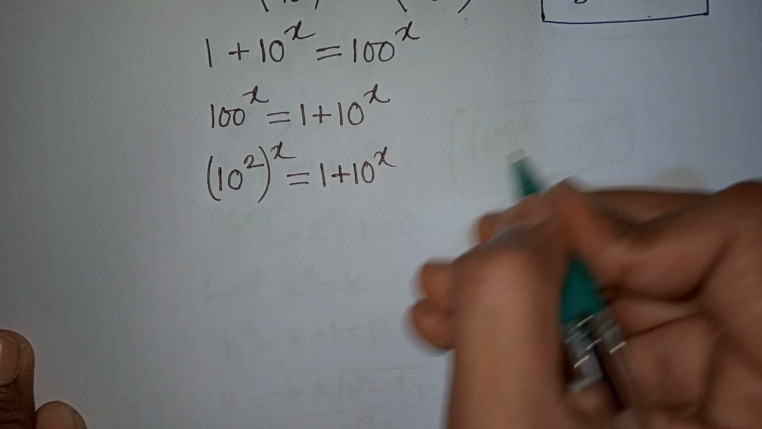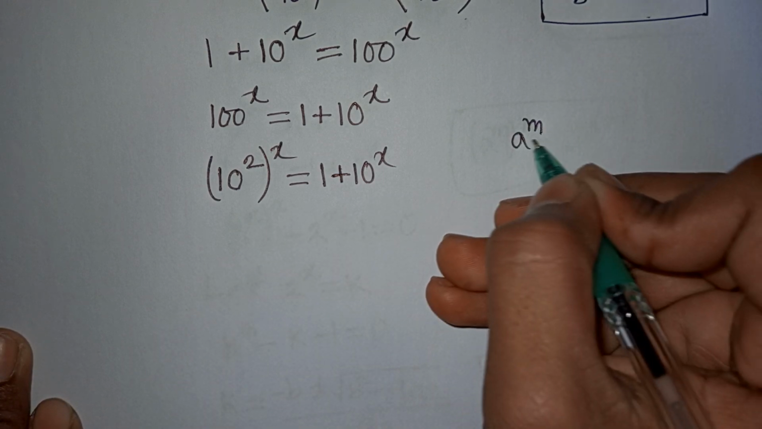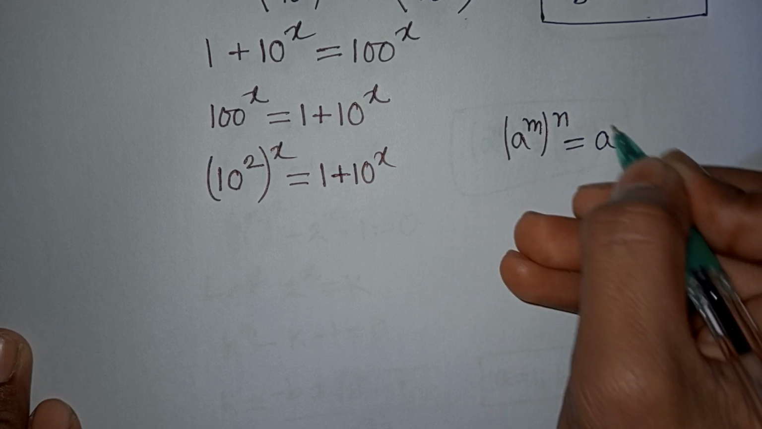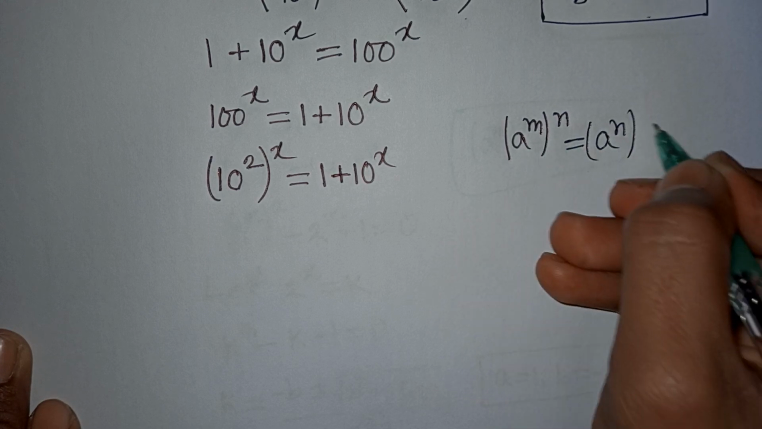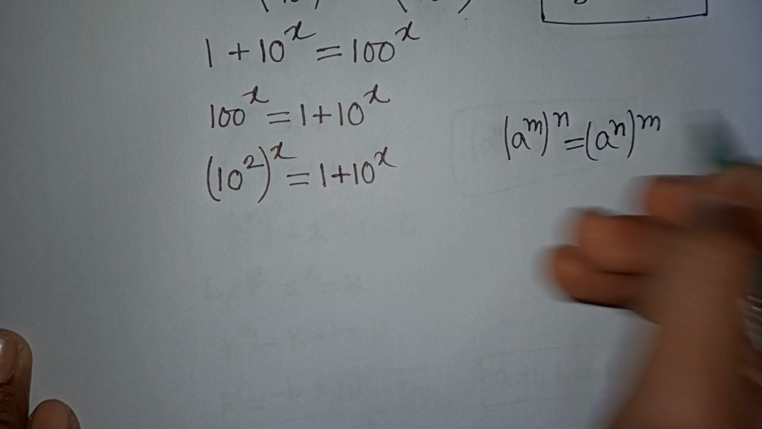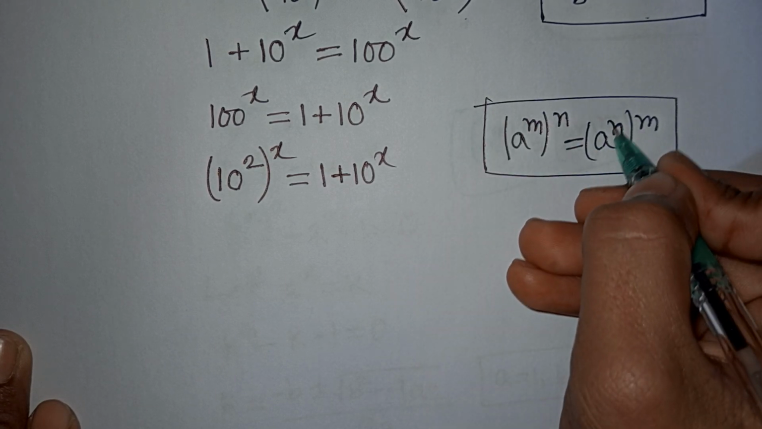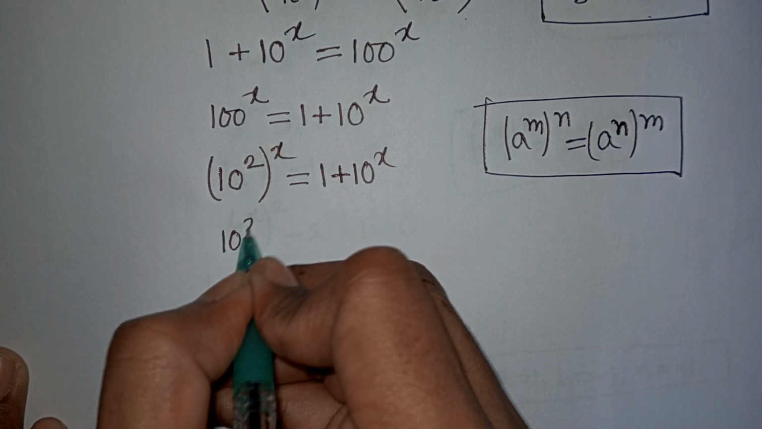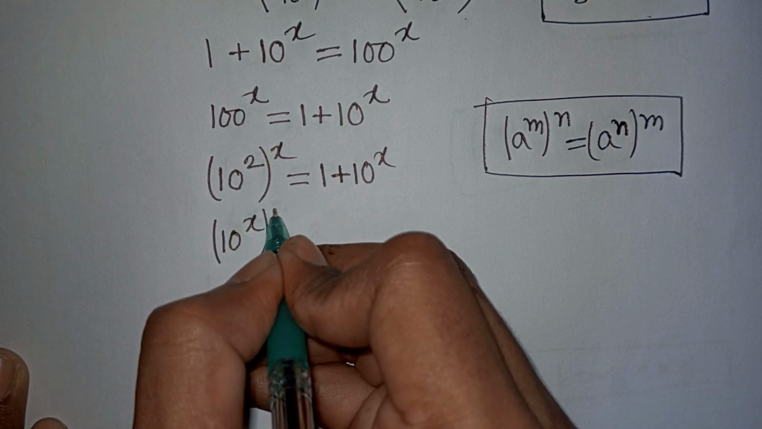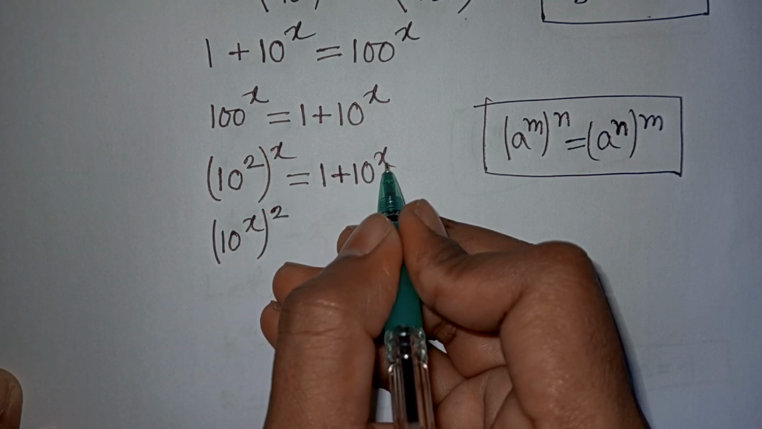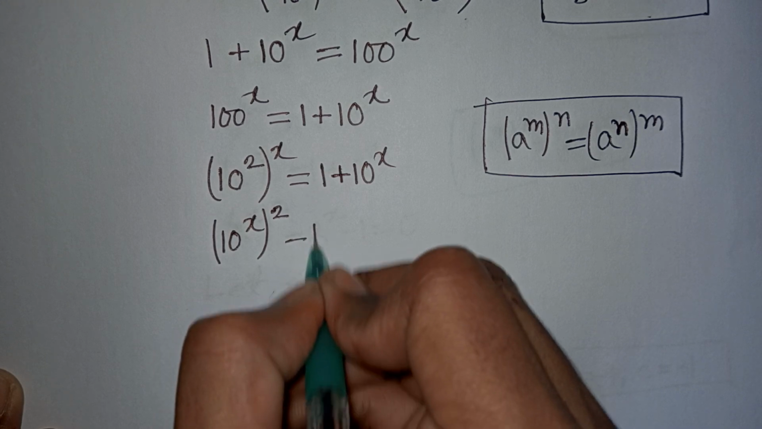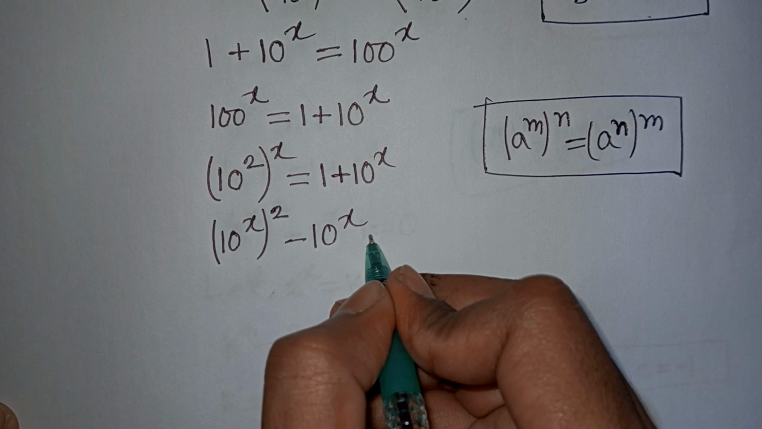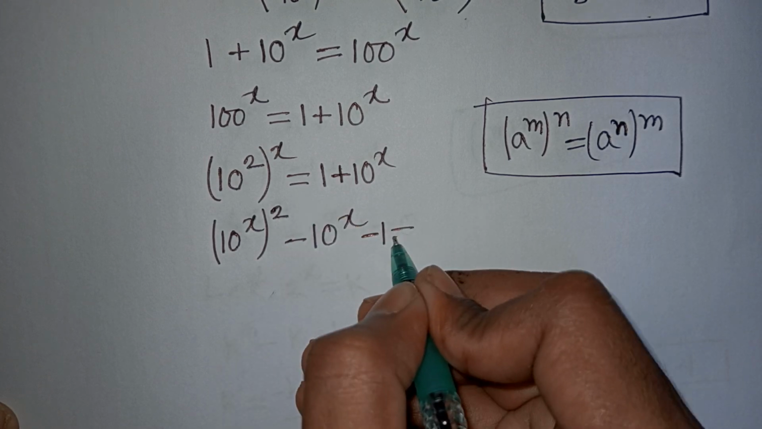Now, here we apply this exponential rule that (a^m)^n is equal to (a^n)^m. So, it will be (10^x)^2. This plus 10^x, take to the left side, so this will be minus 10^x, and also this plus 1 take to the left side, so this will be minus 1 is equal to 0.